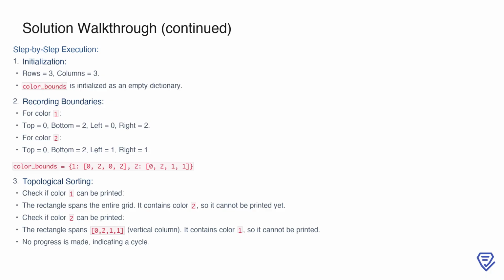Now, when we attempt topological sorting, we start with color 1. Its rectangle spans the entire grid but contains color 2, making it unprintable. For color 2, its rectangle spans a vertical column but contains color 1, also making it unprintable. Since neither color can be printed, we detect a cycle, meaning no progress can be made. This indicates that the grid cannot be cleared, and the output is false.